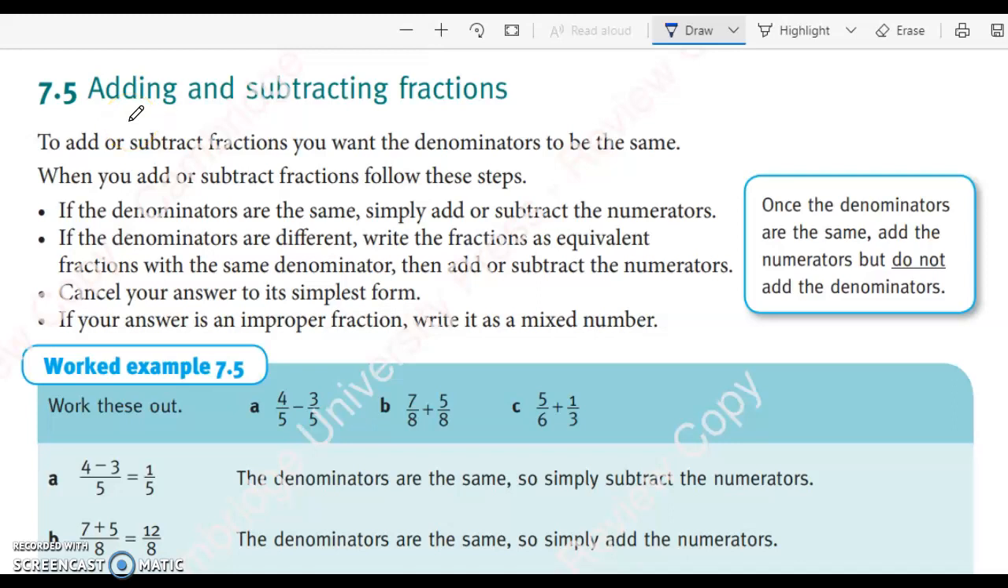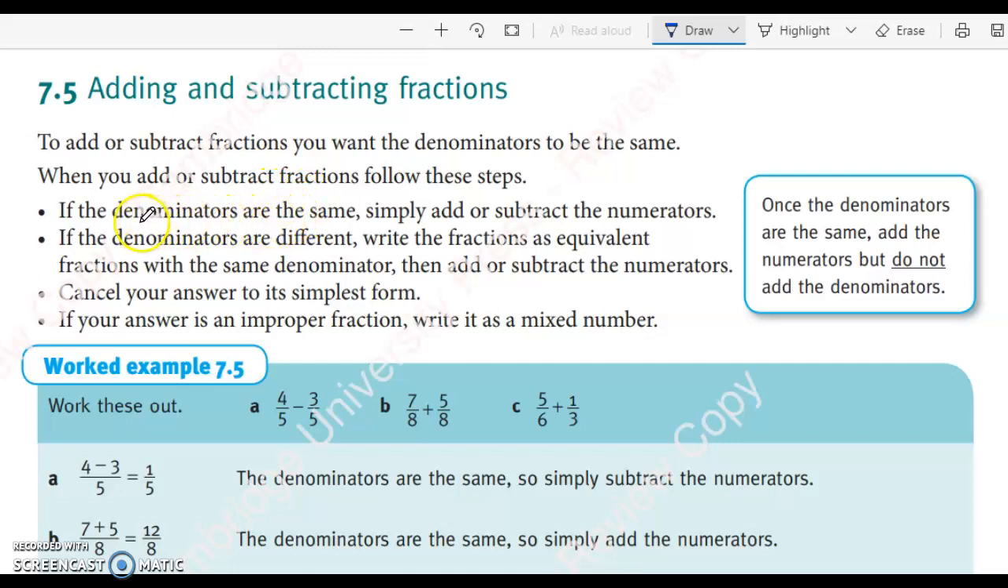It's about adding and subtracting fractions. I'm sure that you have learned about this when you were in elementary school. Okay, so today we just review it. To add or subtract fractions, you have to equalize the denominator first, or make the denominators the same. There are several steps to be followed if you want to add or subtract fractions.